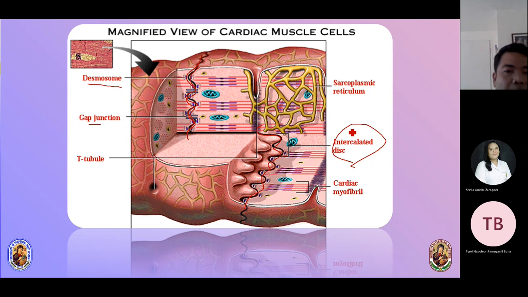So, those are the two structures that are important, that are located inside the intercalated disc.